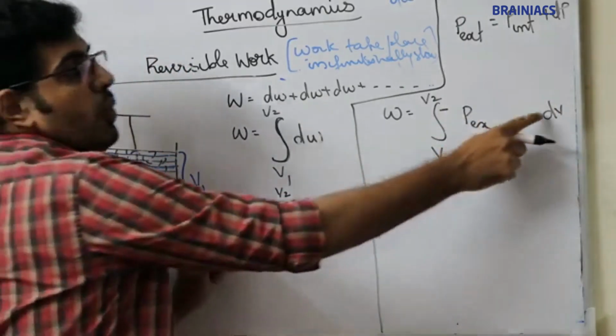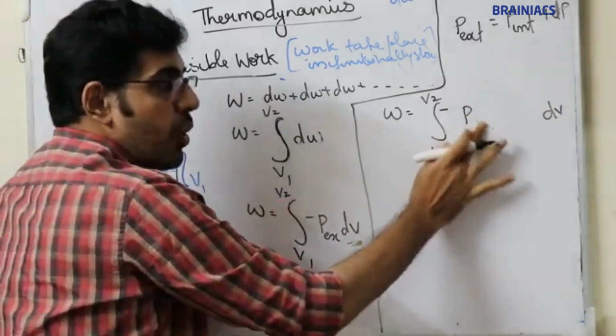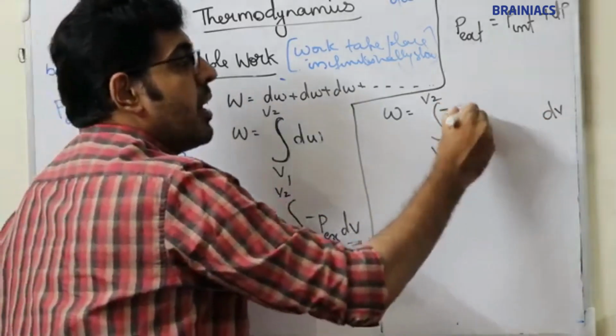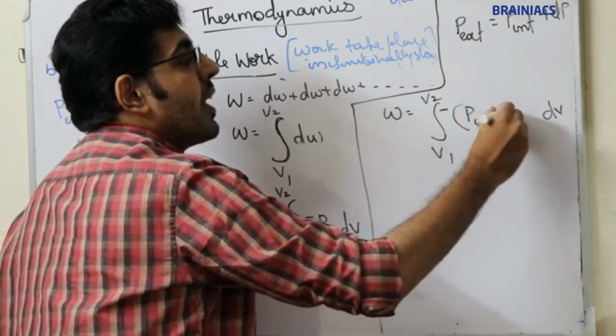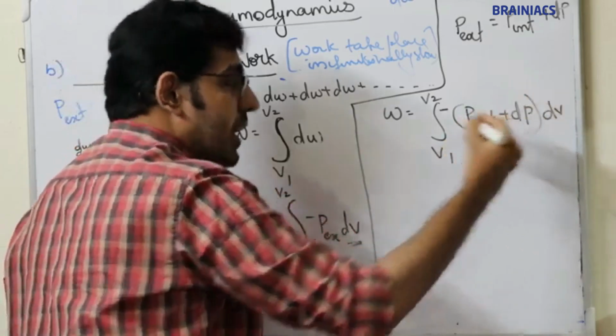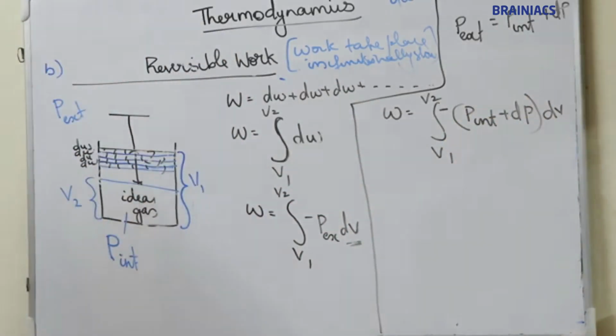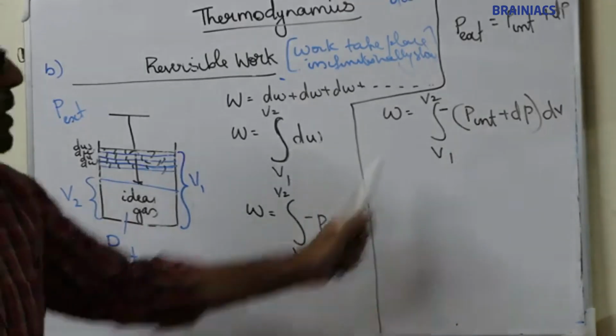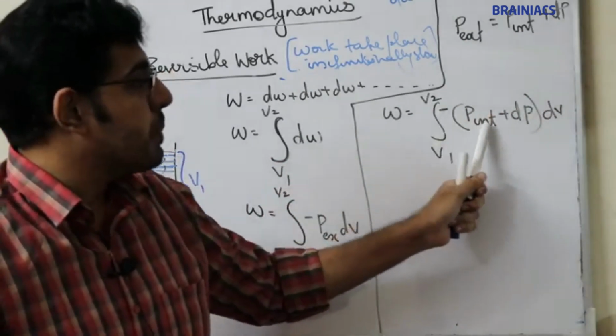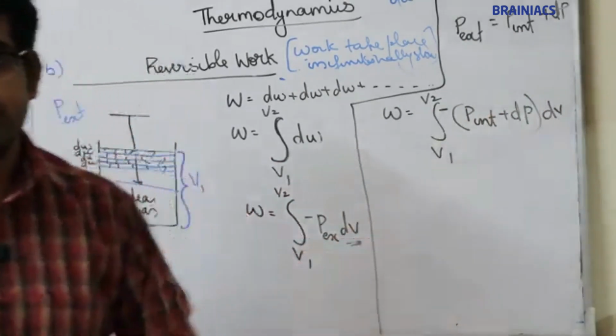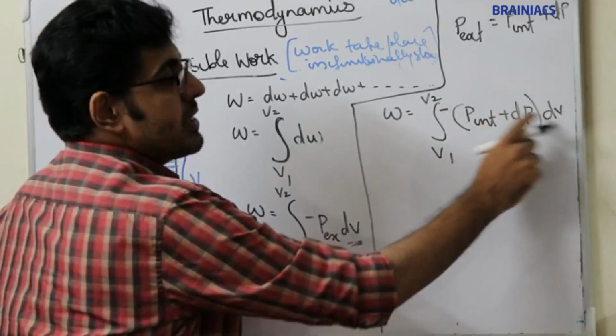Minus P external into dV. Instead of P external, I am writing P internal plus dP. So minus P internal plus dP into dV. Now multiplying these terms with dV.